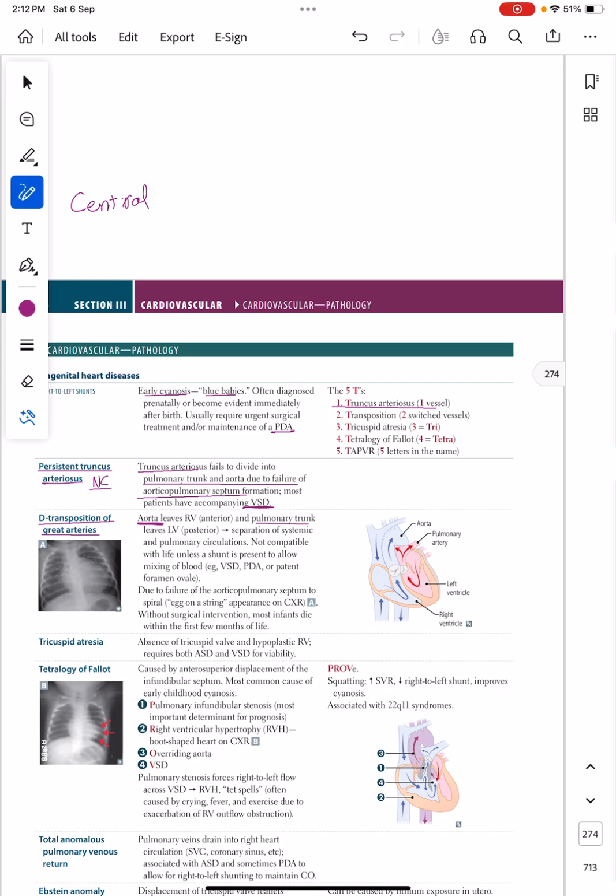The aorta needs to arise from the left ventricle, but here it arises from the right ventricle, and the pulmonary trunk arises from the left ventricle. So what happens? There are two parallel circuits of blood, and they do not mix with each other. From the right ventricle, the blood, instead of going to the pulmonary trunk, goes into the aorta. So the deoxygenated blood is delivered through the whole body.